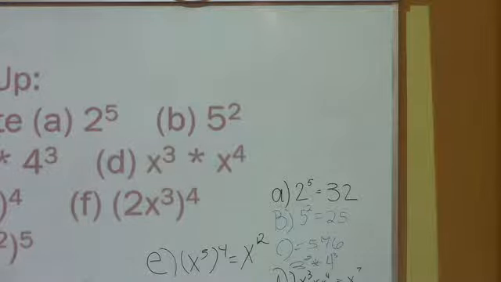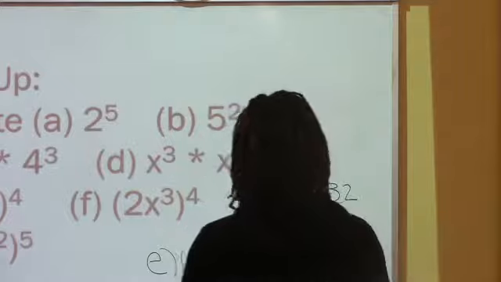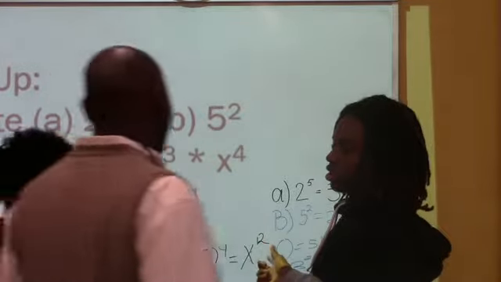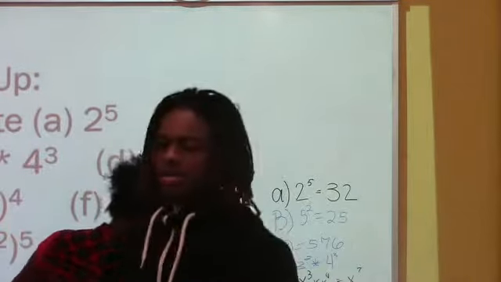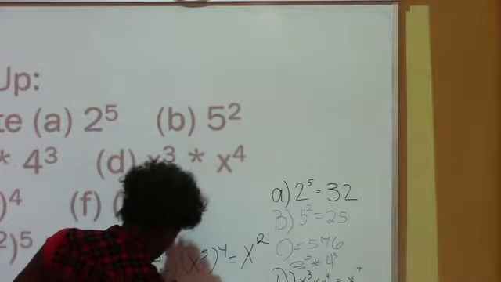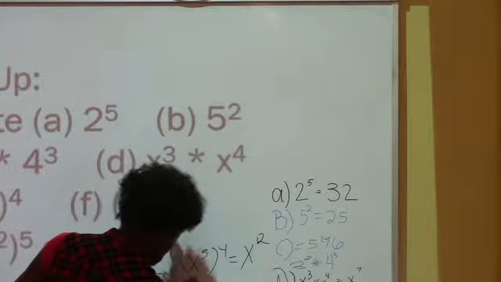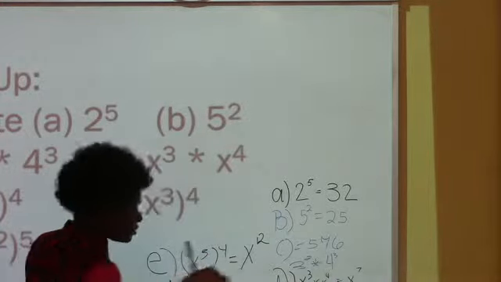Which one you got? You only going to 5? All three. 12. Which one? Number E. That's 12. Number E, dog. You know Number E. That's X3, parentheses 4. And the answer is X12.